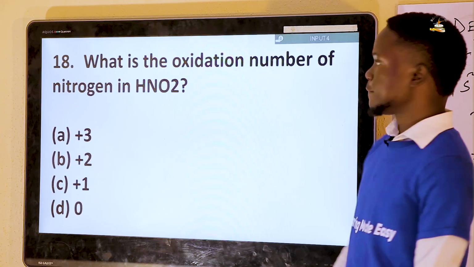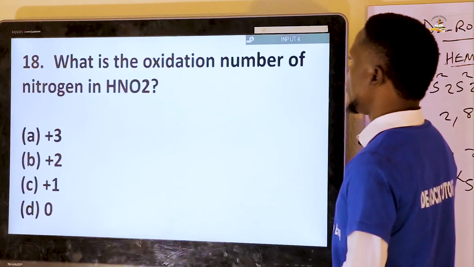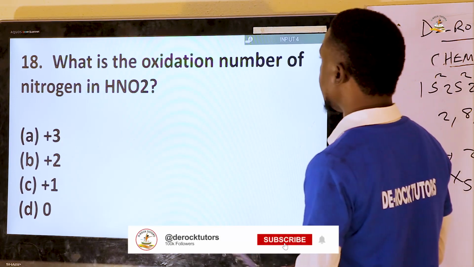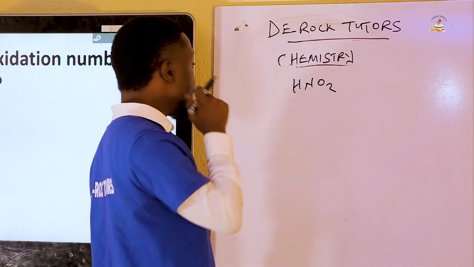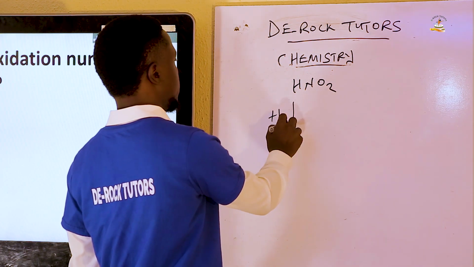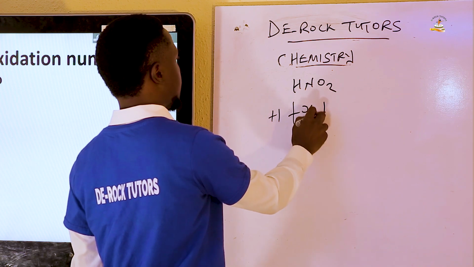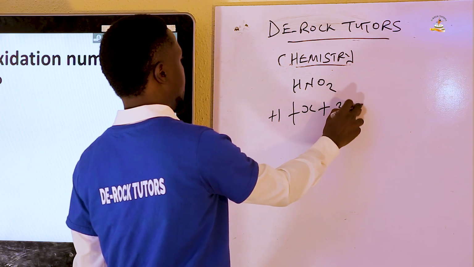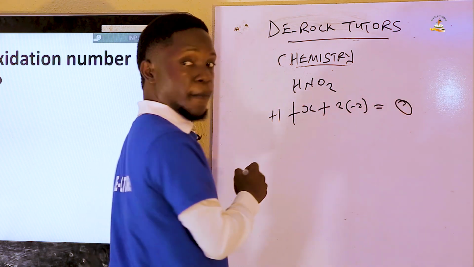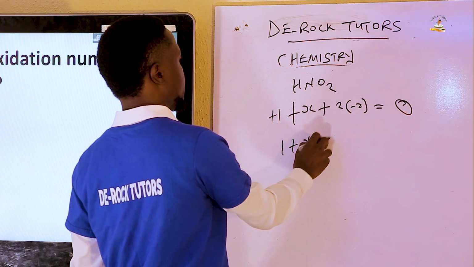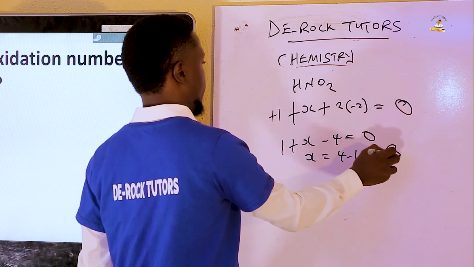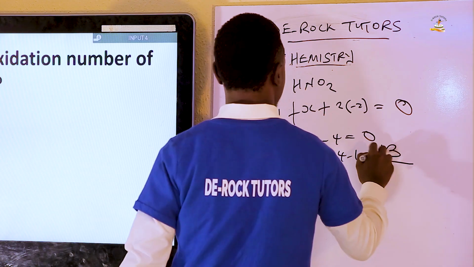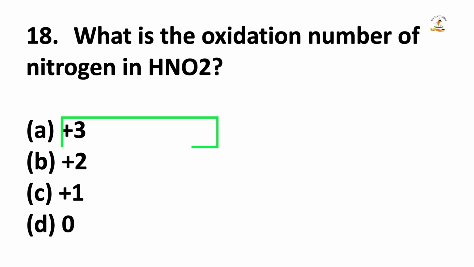Question number 18. What is the oxidation number of nitrogen in HNO2? Oxidation number of hydrogen is +1. You are looking for nitrogen, which is X, plus oxygen is -2, equals 0. So that is 1 plus X minus 4 equals 0. So X is 4 minus 1. That is 3. So the answer is +3. The oxidation number of nitrogen in HNO2 is +3.